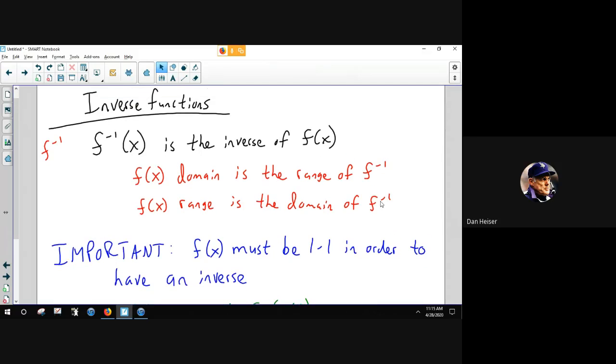Very important. The function must be 1-to-1 in order for it to have an inverse. It must be 1-to-1. Now that does not mean it's impossible if it's not 1-to-1. With some finagling, you can make functions have inverses. We know from earlier in the year that the sine of x, the cosine of x, they're not 1-to-1, but they have inverses because we use them to solve triangles.